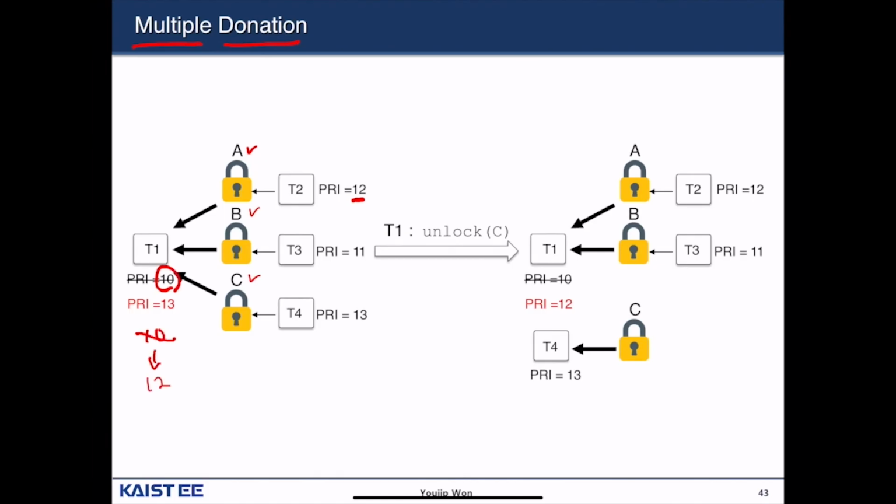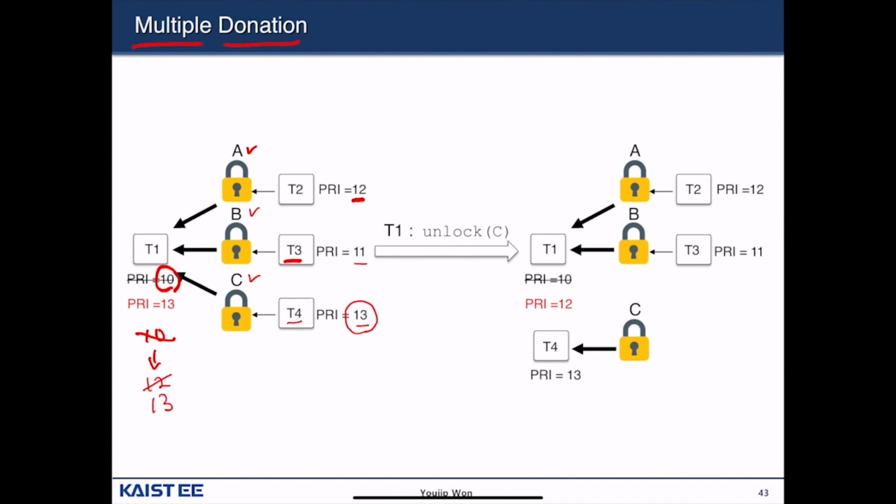And then T3 makes a request for lock B, and it has priority 11. So it does not donate its priority to its lock holder because the current priority that has been donated by T2 is 12. Now T4 makes a request for C, and T4's priority is 13. So priority 13 that is held by T4 is larger than priority 12. So finally, the priority of T1 becomes 13.